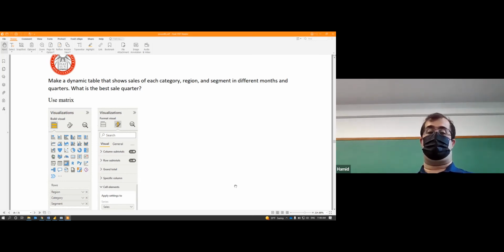Yeah, let's look at the next challenge. Make a dynamic table that shows sale of each category, region, and segment in different months and quarters. What's the best sale quarter? So it seems we are looking at the sales in different region, category, and segments. Also, we want to look at the best sale quarter.